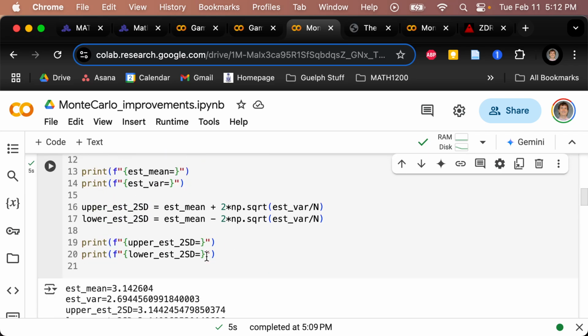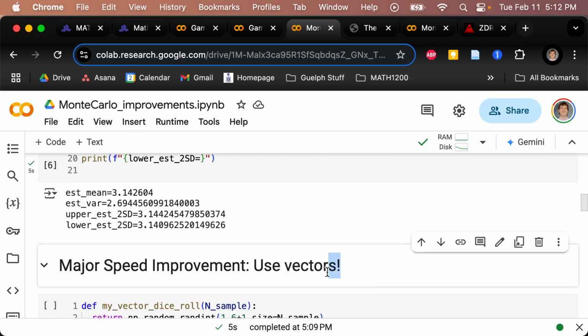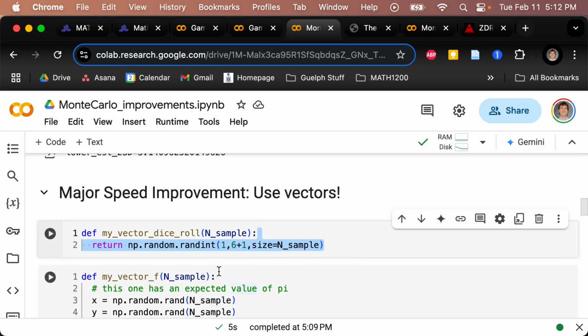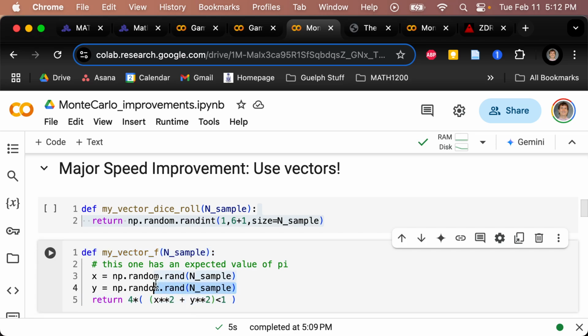So this is a big one: use vectors. Don't do one sample at a time. Do some big number. This is the code now for the vector f. It does not return one sample of the function f. It returns n samples in one big long vector. And this is already faster because the computer is better at simulating 1,000,000 copies of something than simulating one thing 1,000,000 times. It's optimized to do lots at the same time. This will be much faster than the other thing.